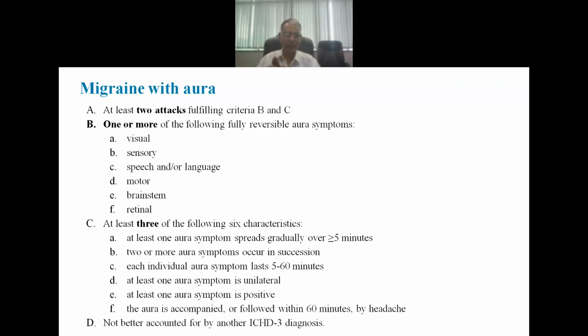At least one aura symptom is unilateral. At least one aura symptom is positive, not negative. If you see that all the aura symptoms the patient is telling you are negative, that means loss of vision, loss of hearing, these are some negative aura symptoms, but not all aura symptoms should be negative. There has to be some positive symptoms. The aura is accompanied or followed within 60 minutes by headache. Well, after the aura the patient should have headache within a matter of 60 minutes.